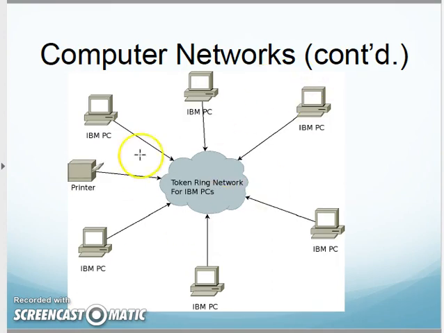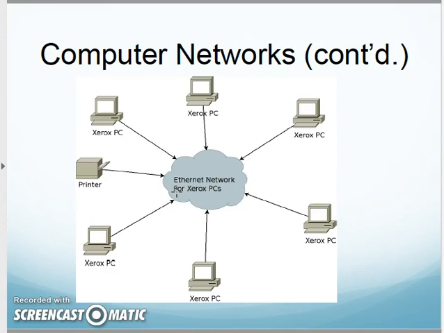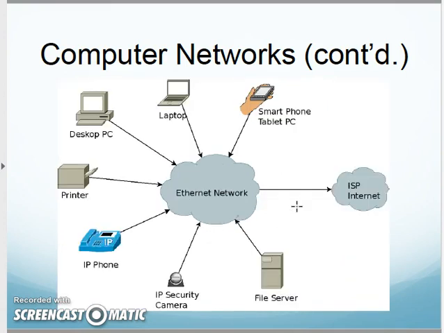We have IBM computers develop an IBM network, token ring network, to move data between their IBM computers, again using their own language. Xerox computers develop their Xerox network, which we call Ethernet, to move data between their Xerox computers. So everything was very proprietary at that point.